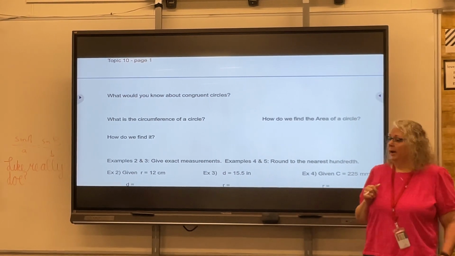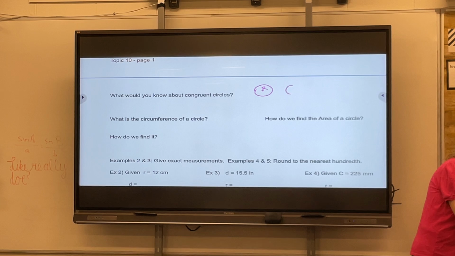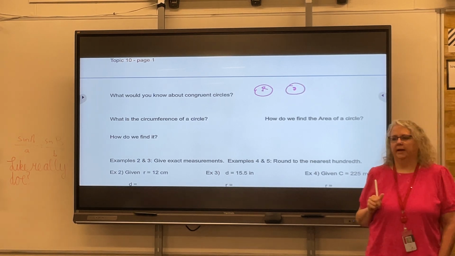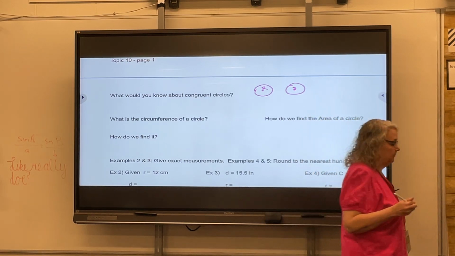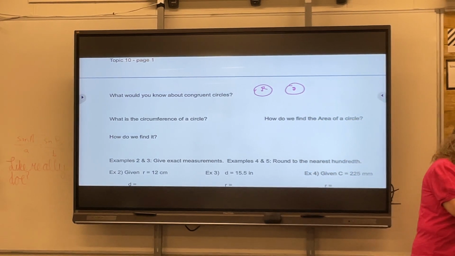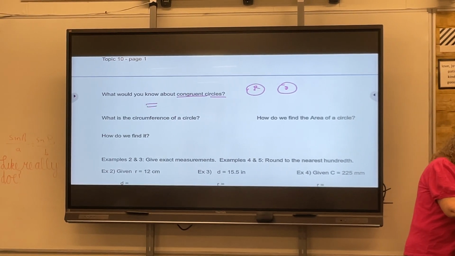So, if you have congruent circles, you don't have to draw these, but if you have circle R congruent to circle S, what would you know about the radii of those circles? They're going to be the same. If they're congruent circles, they will have congruent radii.